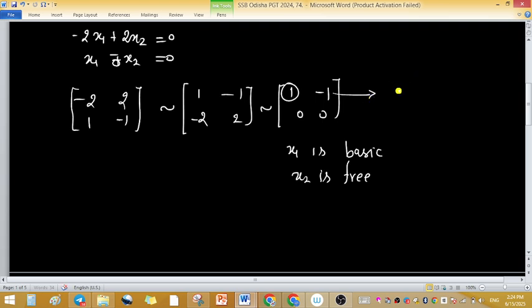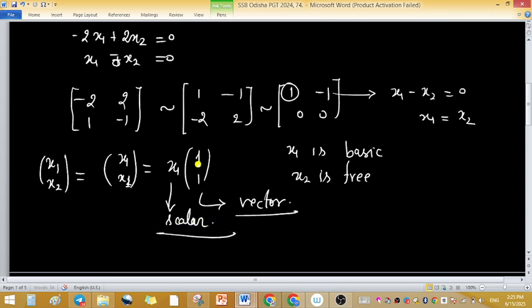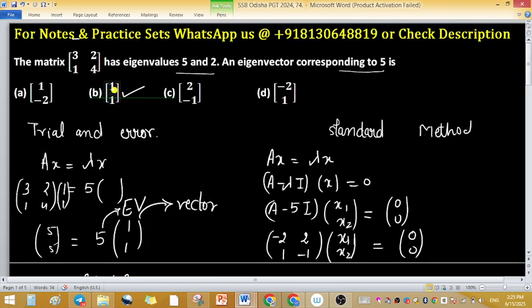From the first row, x1 minus x2 equals 0, or I can write x1 equals x2. Our considered vector was (x1, x2), so I can write (x1, x1). If I take x1 outside, it is (1, 1). So this is a vector, and this is a scalar. Any column vector having the same entries (1, 1), only the same values. Option B is confirmed.